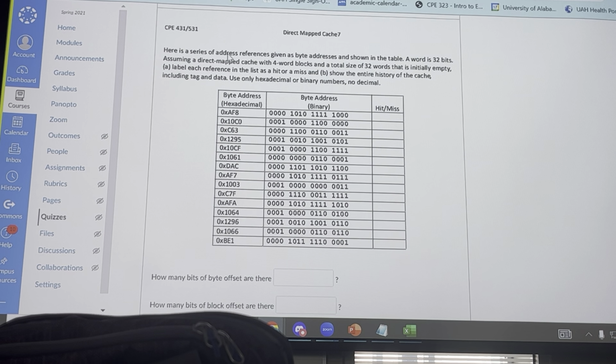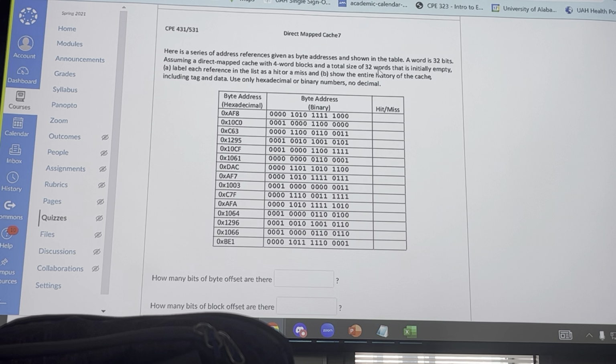Here's a series of address references given by byte addresses shown below. A word is 32 bits. Assume a direct map cache, 32 words and 4 word blocks. How many blocks are there? 8. Simple enough. That is initially empty. If there are 8 blocks, how many bits do you need to address them? 3, right? So that's the answer as you see there.